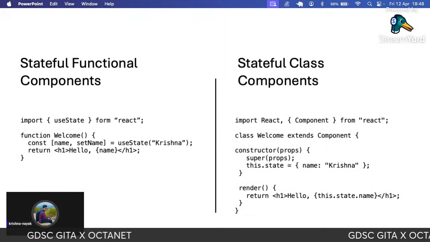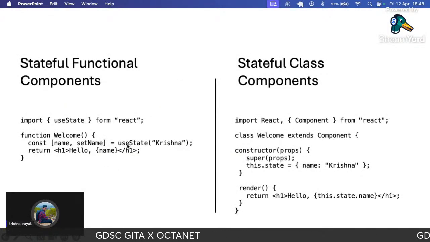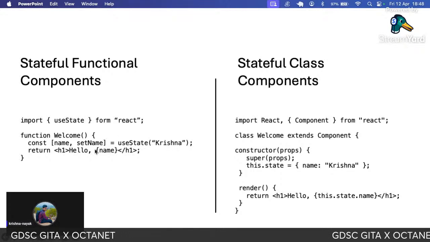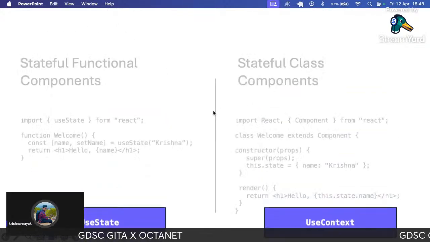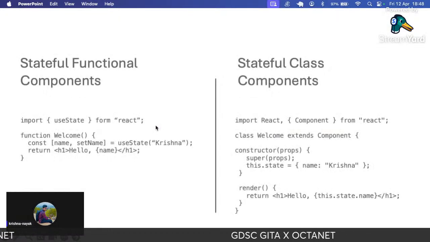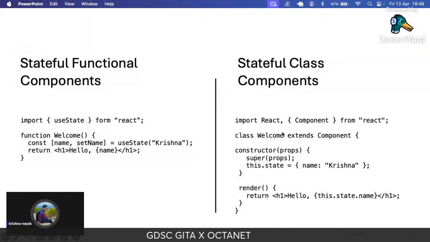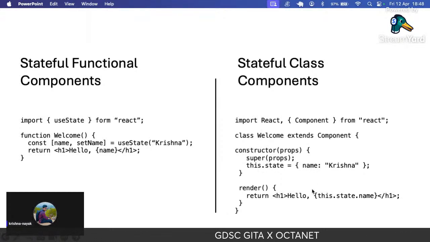So moving on, the previous one was the stateless component because there is no state. Whereas in this component we are using a state. You can see we are using a variable and putting it here, and the output will be hello Krishna. Whereas in the stateless one we are not putting any state. The way of taking state in both is totally different. You can see here we are taking a constructor state as name and putting this.state.name.